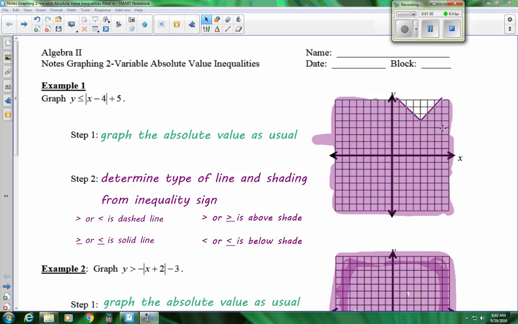Once I've got my points plotted, I determine the type of line and the shading from the inequality symbol. So here's our key. I'd like you to make sure that you write this down very carefully. If your key is wrong, obviously you're going to get everything wrong. So anytime it's an or equal to, you're going to use a solid line, as we have in this case, because what that's saying is that the actual inequality symbol or graph itself is part of our equation. Y is less than or equal to this equation. So anything less than that would be below. So that's why I've shaded underneath my graph. That would be less than or equal to my graph.